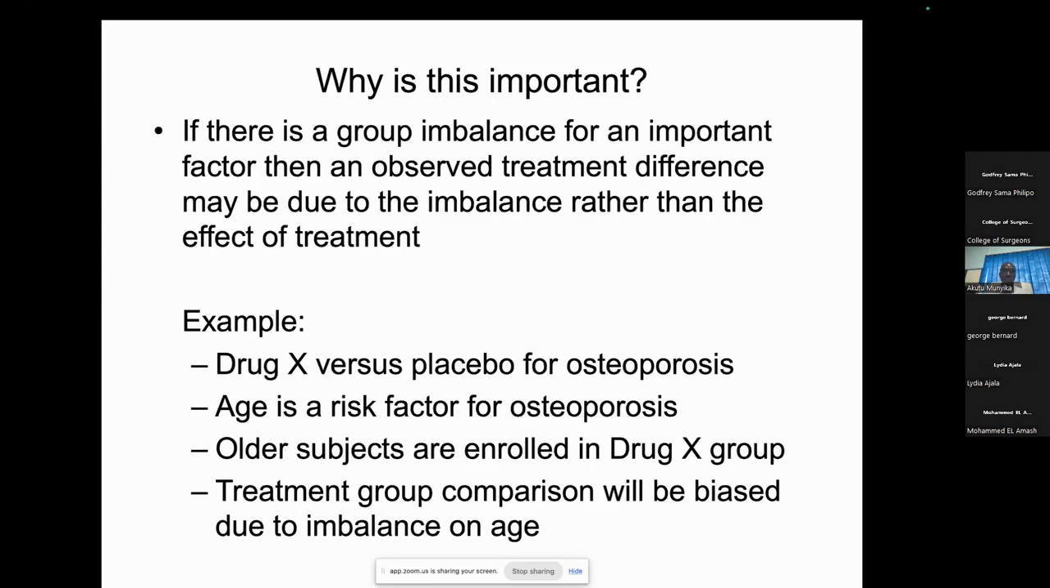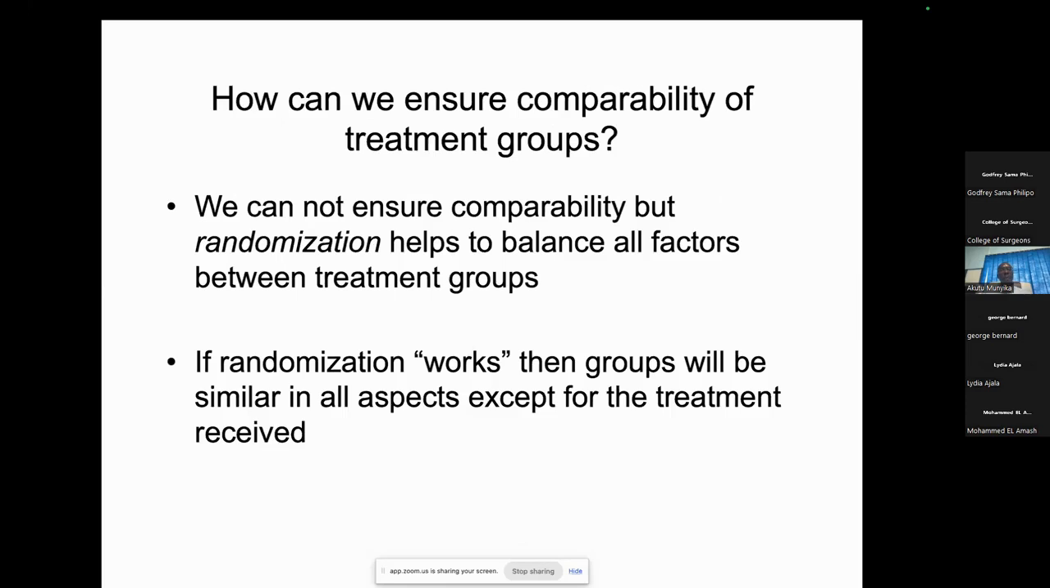An example would be drug X versus a placebo for osteoporosis. Age is a risk factor for osteoporosis. So if older subjects are enrolled with drug X, how does this age become a confounding factor? How does it affect the outcome if age is already a risk factor for osteoporosis? The treatment group comparisons will be biased due to this imbalance of age.